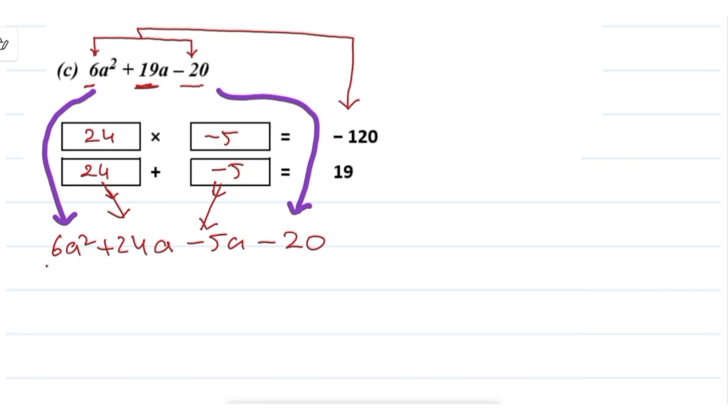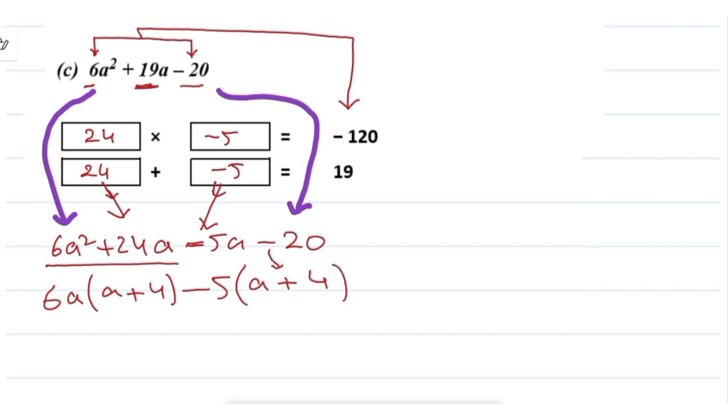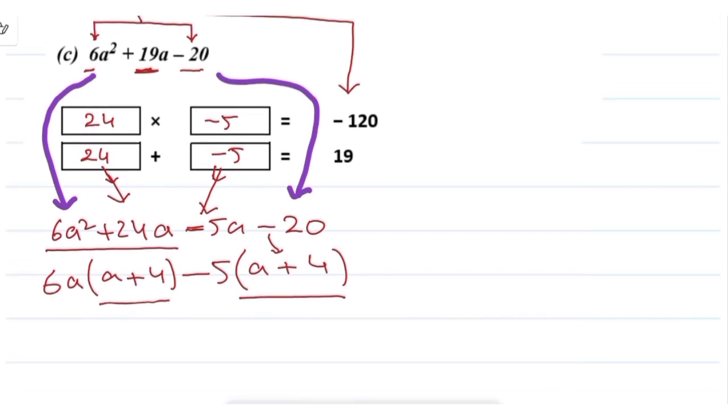Now, in the first pair, 6 can be taken as common as well as a. So the remaining is a plus 4, and negative 5 can be taken as common. The remaining is a, and because minus is taken common, this negative sign will become positive, and 5 times what is 20? Yes, 4 is 20. Now we can see that a plus 4 and a plus 4 are the same, so we'll take this as common. So we'll write the a plus 4 bracket, and then the remaining part is 6a, and then minus 5. And this is your factorization.